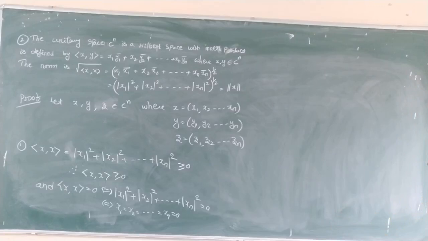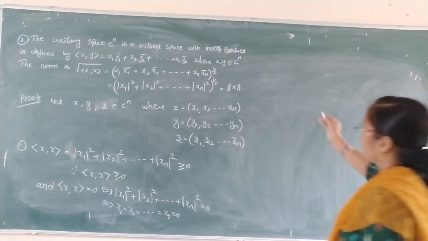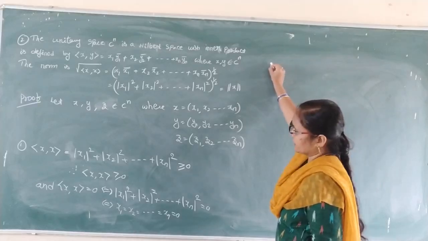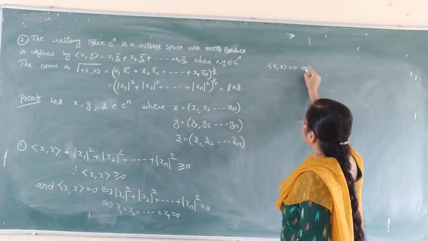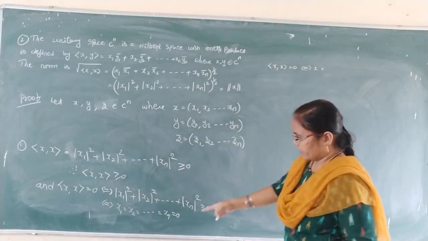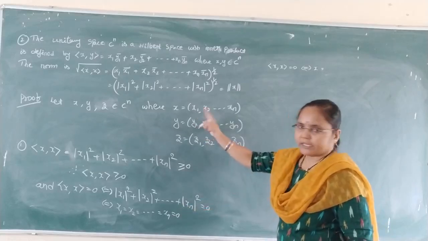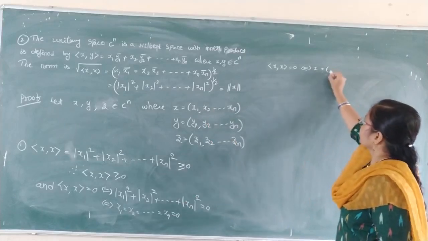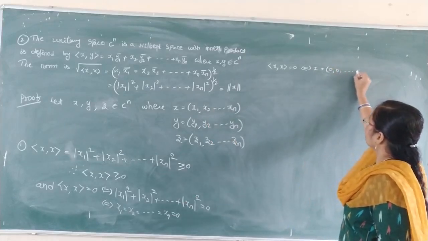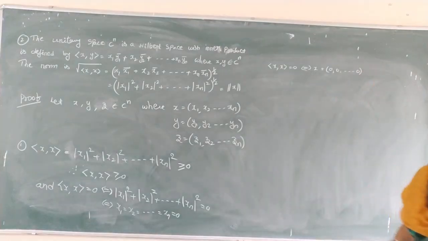So what is our x? Write the LHS also. The LHS is x comma x is equal to 0 if and only if x is equal to our RHS. x is nothing but x1, x2, so on. All the values go to zero. So x is equal to 0, comma 0, comma so on 0. So this is our Hilbert inner product space first property.